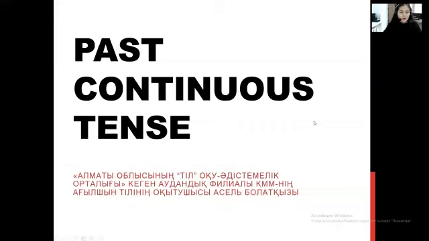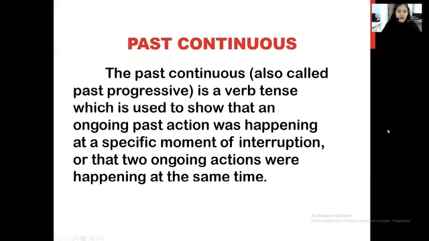Hi everyone, today we will study a topic, past continuous tense. The past continuous, also called past progressive, is a verb tense which is used to show that an ongoing past action was happening at the specific moment of interruption, or that two ongoing actions were happening at the same time.